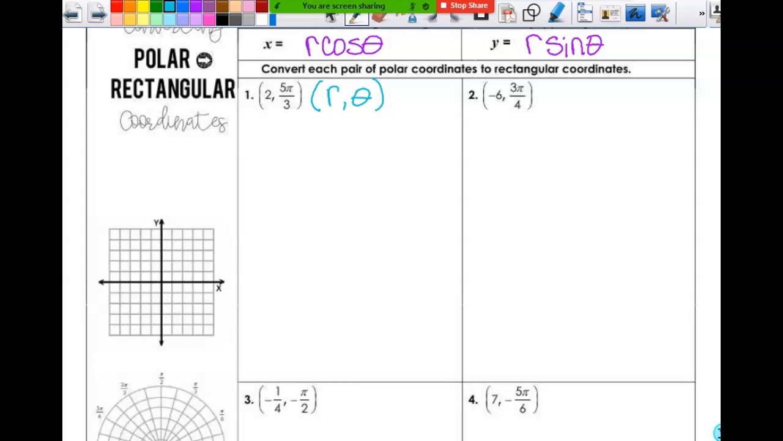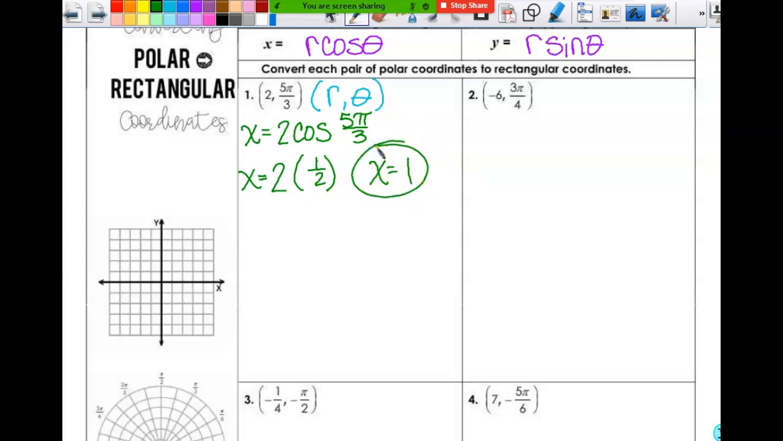All right, so let's find x. So x is equal to r cosine theta. The r is 2. 2 times the cosine of 5 pi thirds. All right, 5 pi thirds, I've already decided that angle is in the 4th quadrant, right? So in the 4th quadrant, is cosine positive or negative? Positive. So a positive cosine of a pi thirds angle would be a positive 1/2. When I multiply those, I get x equals 1. There's my x value.